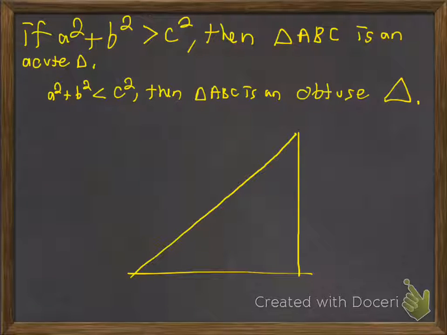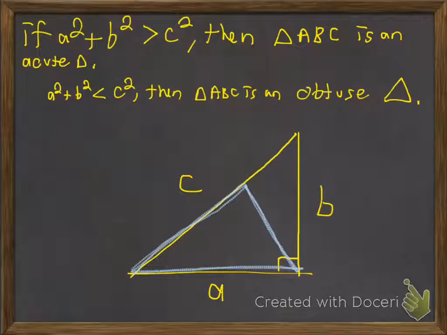And I want to draw a right triangle again, so we can have a picture idea of what's going on. So we've got ABC, and let's draw another triangle. Okay, so the blue triangle is inside the yellow triangle. Notice that side C is clearly shorter. So if we take the square of A plus the square of B, it's going to be bigger than the square of C. Okay, so that's the first case. And look at the blue triangle. All three angles are acute.